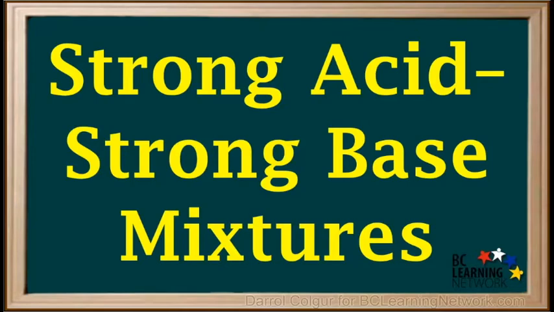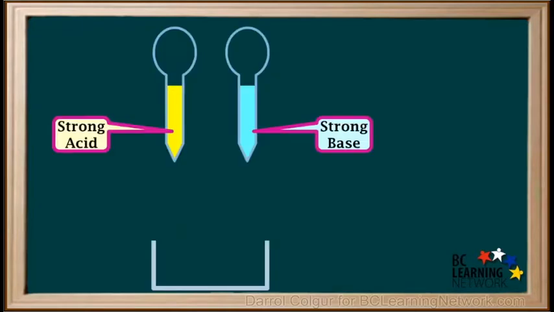We'll show you how to calculate the pH of a solution formed by mixing a strong acid with a strong base. We'll consider adding equal amounts of a strong acid and a strong base to the beaker on the bottom. Strong acids contribute hydronium ions to aqueous solutions. Acids can more simply be viewed as donating protons or H+ ions.